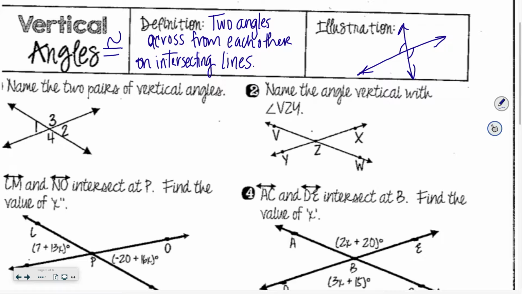Number 1 says, name the 2 pairs of vertical angles. Can you tell me how many is in a pair? 2. So name a pair of vertical angles that you see up there. Angle 1 and angle 2. Angle 3 and angle 4. Across from each other, and they're always congruent.